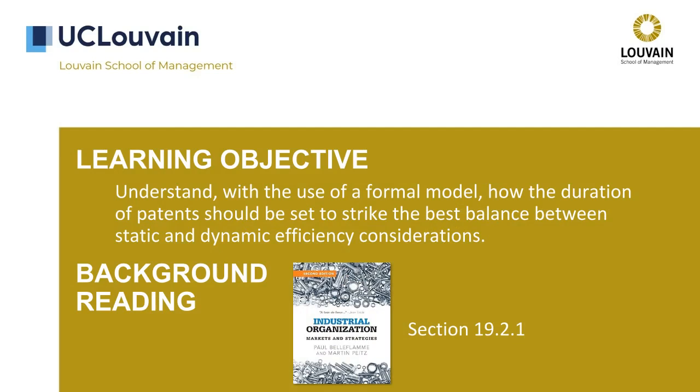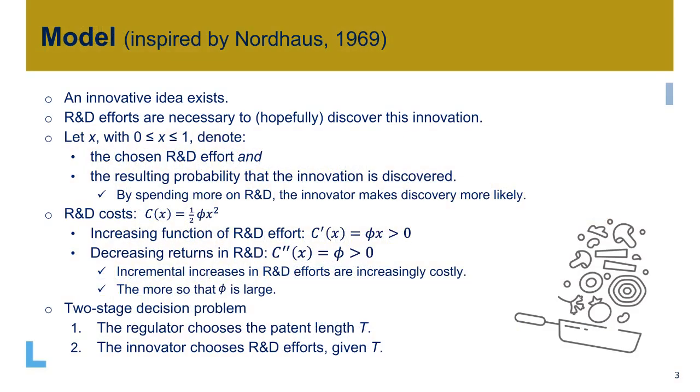Static efficiency is about low prices and high output today. Dynamic efficiency is about strong incentives to innovate for tomorrow. If you want more detail, this material follows section 19.2.1 of Belleflamme and Peitz, Industrial Organization: Markets and Strategies. Let me now describe the model.